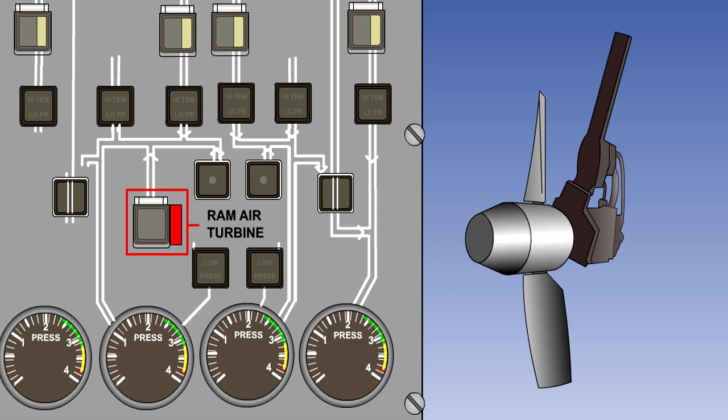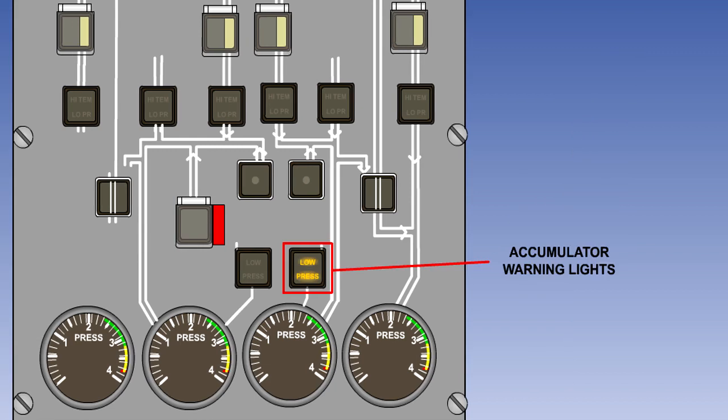The ram air turbine is deployed when the switch highlighted here is pressed. It will power hydraulic system B, which is used purely for the primary flying controls and wheel brakes. The system has two brake accumulators. If the accumulator pressure is low, the lights highlighted here will illuminate.